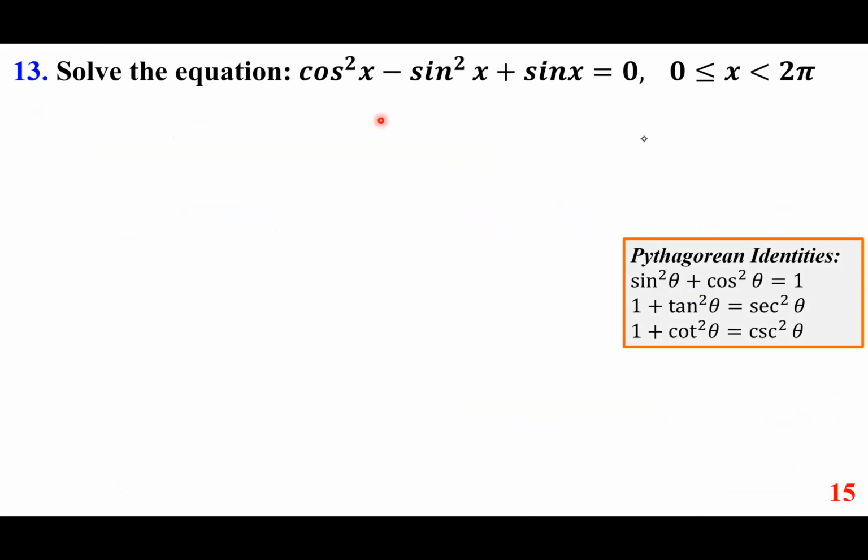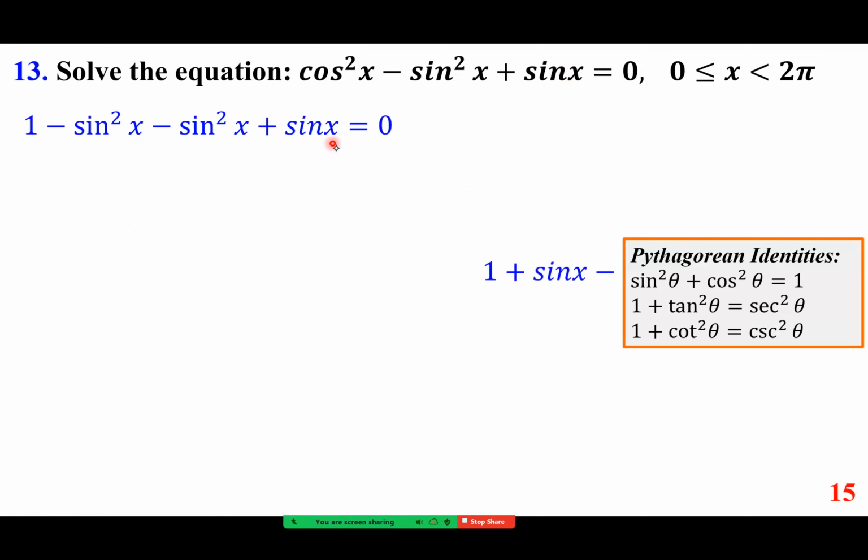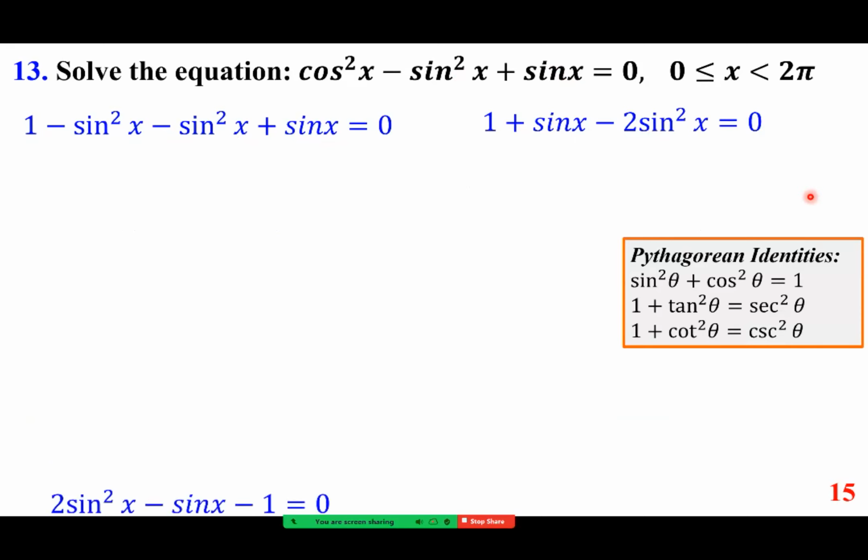Now we want to solve an equation that involves cosine squared and sine squared. Because this is sine, we're going to change this to 1 minus sine squared. If it were cosine, we would change this one. And so you have 1 minus 2 sine squared plus sine x. Since we like this to be positive, we multiply both sides by negative 1, or we move it and put it in descending order for the sake of factoring.